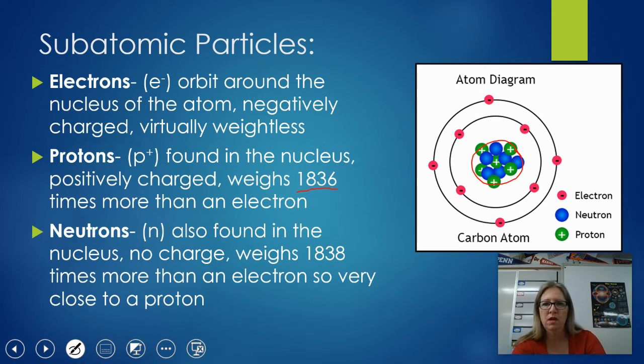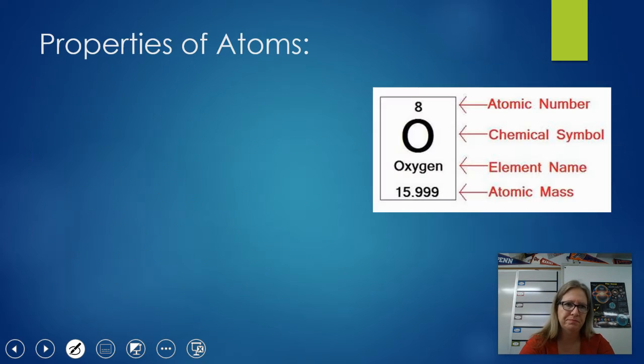Then that leaves us with the blue dots there in the middle. Those are the neutrons. They do not have any charge to them. They are not positive or negative. And they weigh very close to the weight of a proton. They are 1,838 times heavier than an electron. Okay, so very close to the proton. Now, typically, the protons and the neutrons are close in number. We'll talk about some differences on the next slide. In a non-charged atom, the number of electrons equals the number of protons because the positive and the negative balance out, okay? So those are the basic parts there.